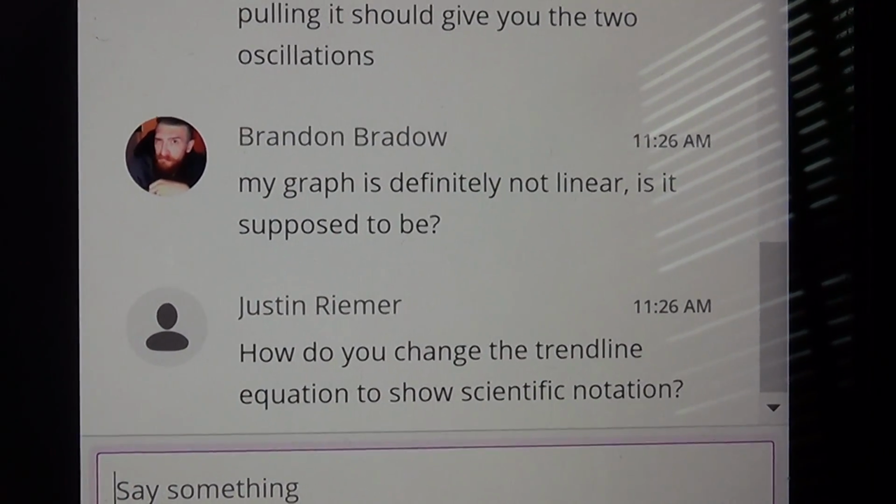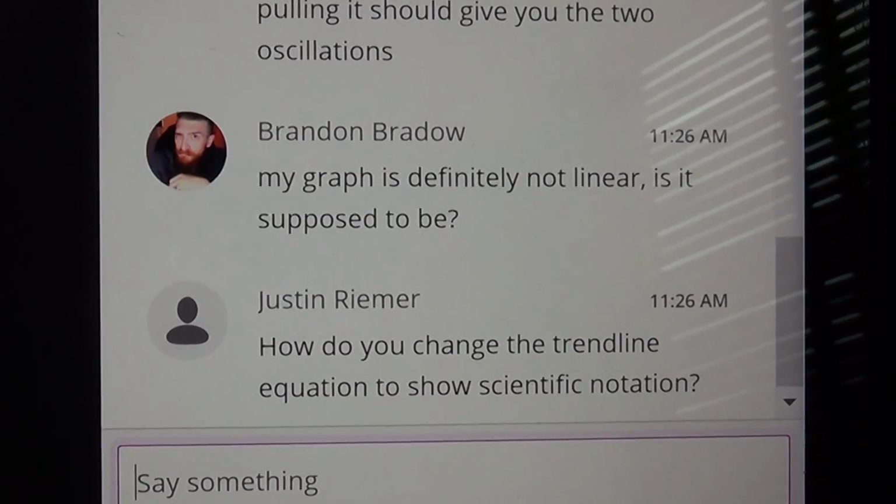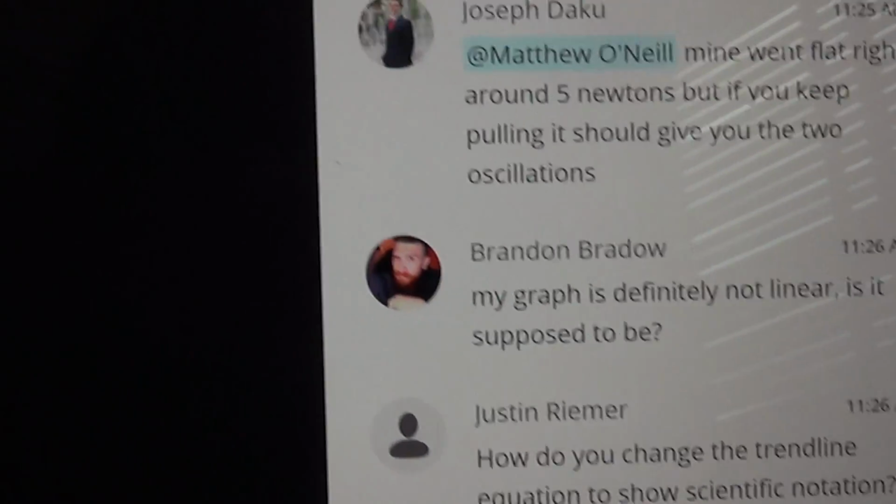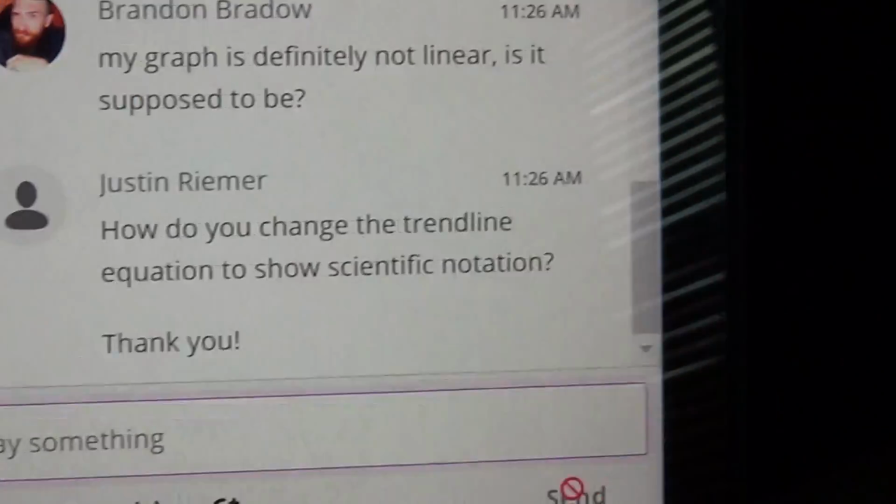So Justin, you would right-click on the equation itself, and there should be a drop-down menu that appears when you right-click. Then go down to Format Trendline Label and click on that, and then go over to the right where the window opens up, and it should have category, and it'll probably say general. So change general to scientific, and then it'll give you the option for how many decimal places you want. I usually choose 4. You're welcome.